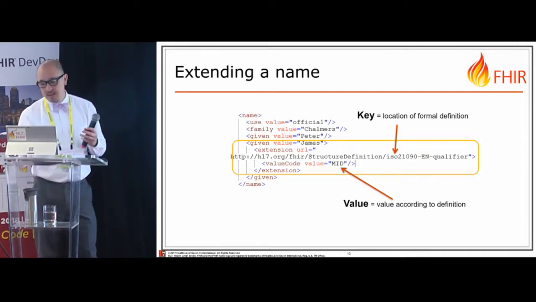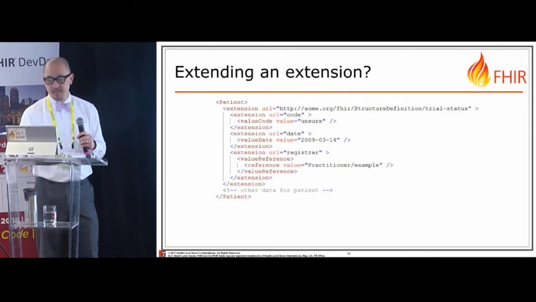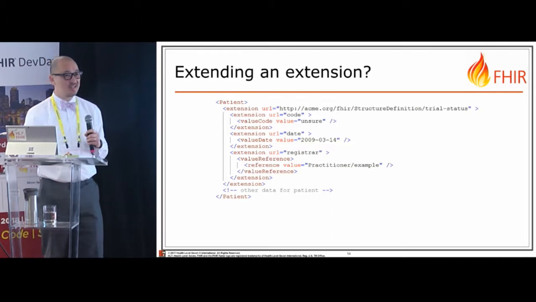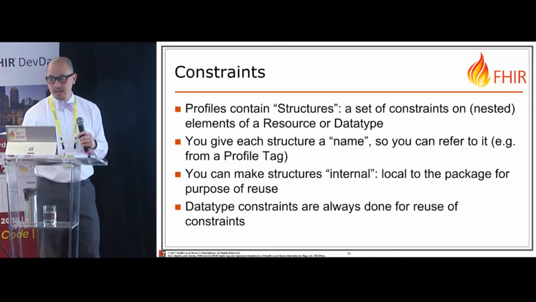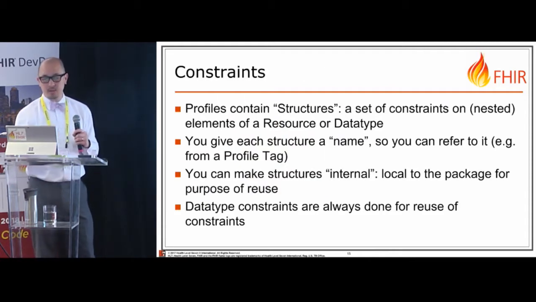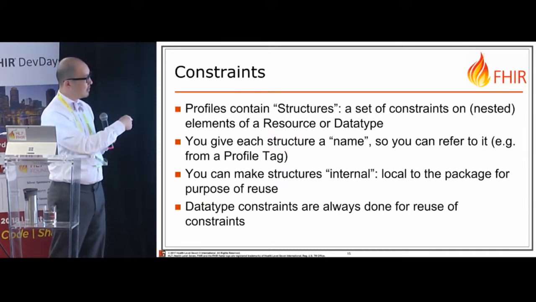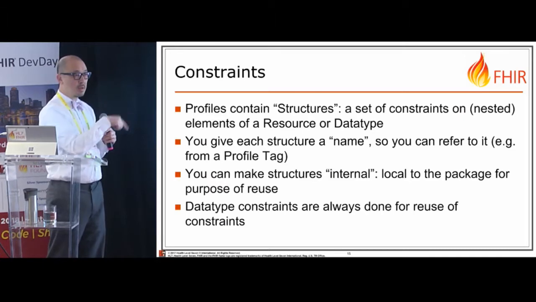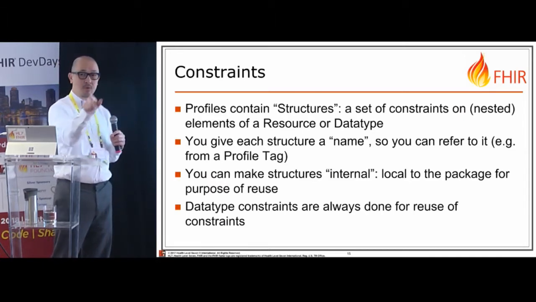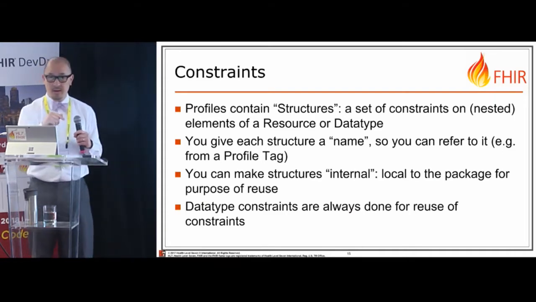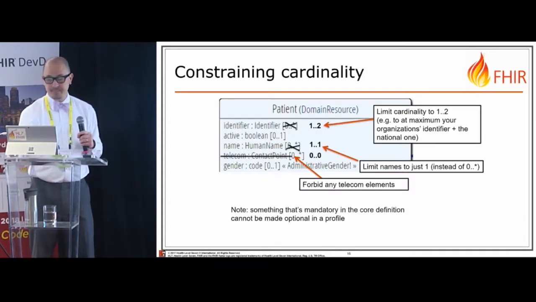You can extend names of elements. That's fairly straightforward. You can extend extensions. So you can make nested extensions like we do in the patient resource in US Core. And you can make constraints requiring things within the resource itself, referring to something within that resource, or you can also constrain what the resource will refer out to. And in the example I'll show you, we're going to do that.